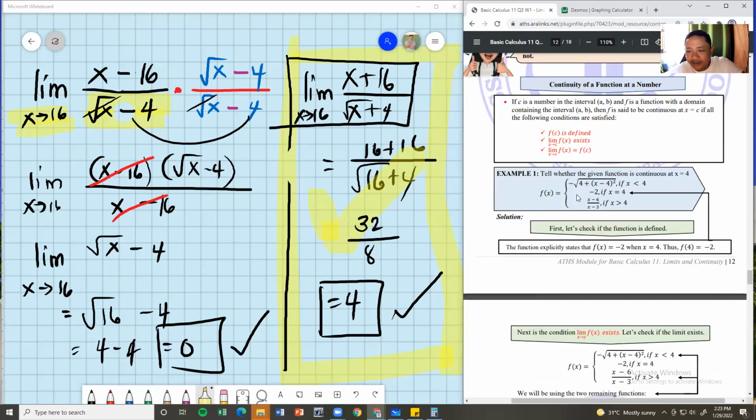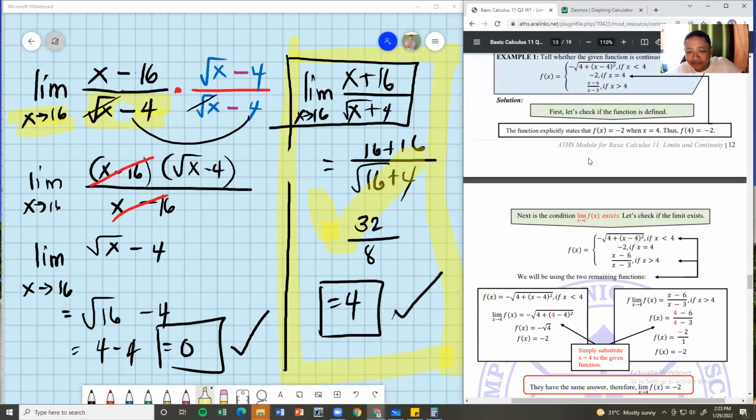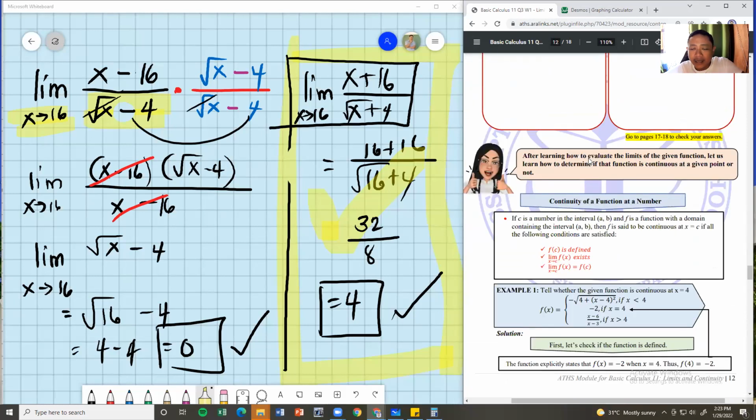Okay, next is the continuity of a function at a number. So, paano ba yung continuity? The continuity, kasi in the limit, putol yung value. And in the continuity of a function at a number, it says here, meron tayong 3 conditions that we need to satisfy.